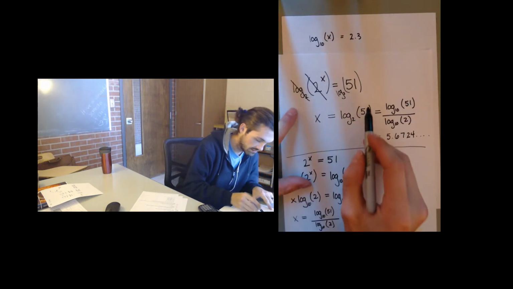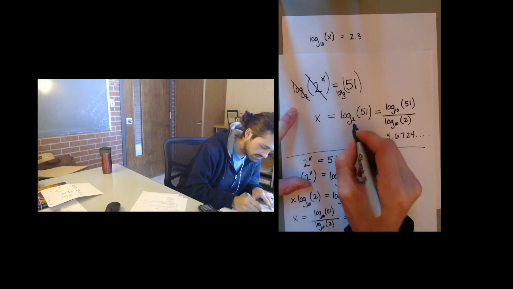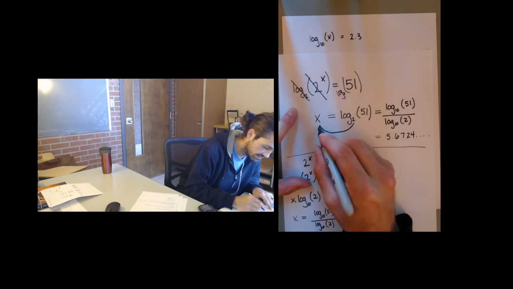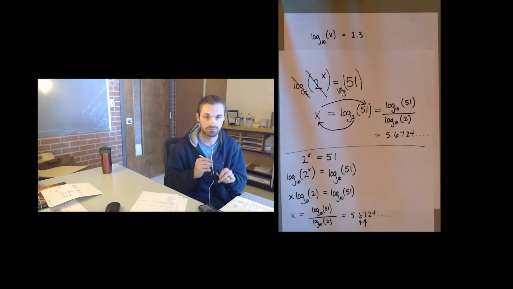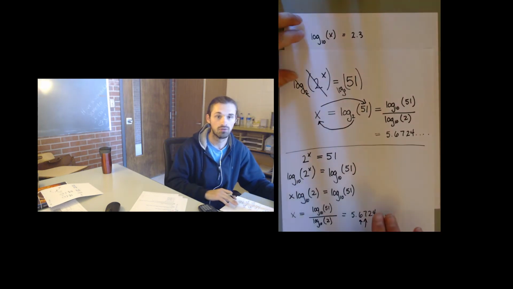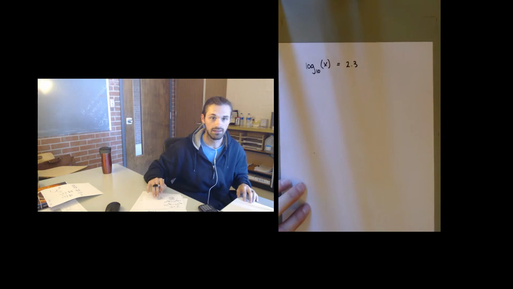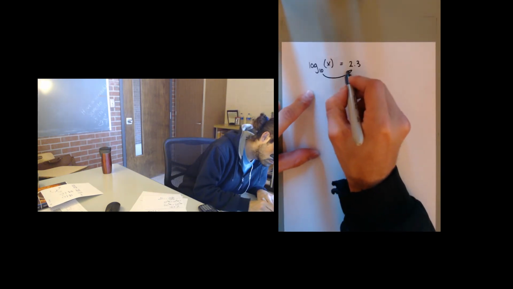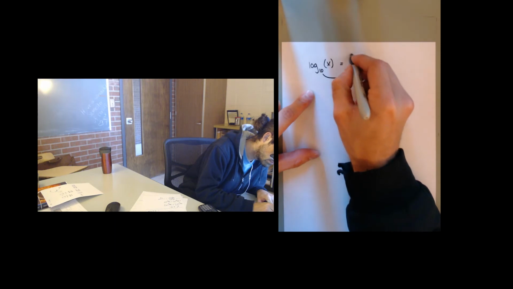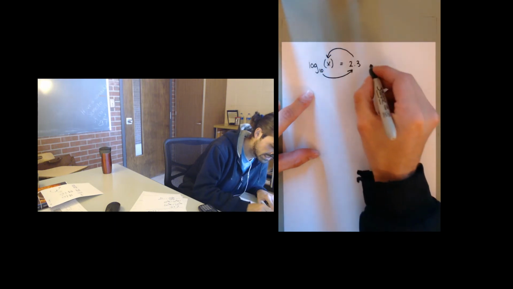So this logarithm really is saying 2 raised to the x is equal to 51. So we'll apply that idea in this example. This is really saying 10 to the 2.3 is equal to x.